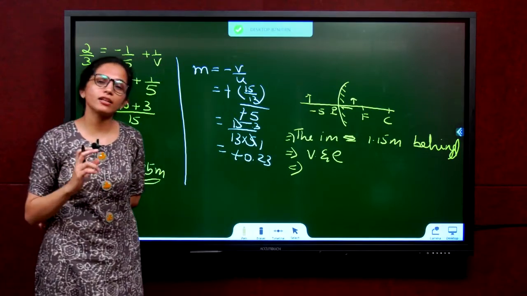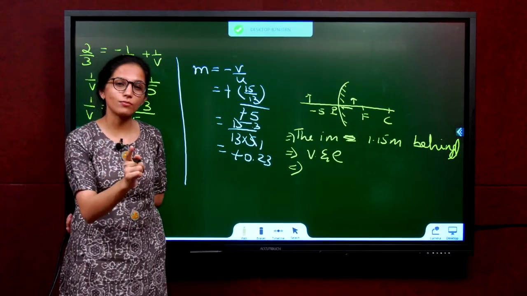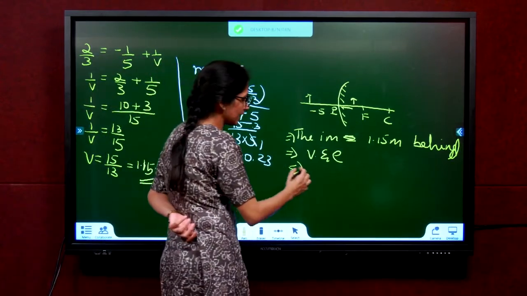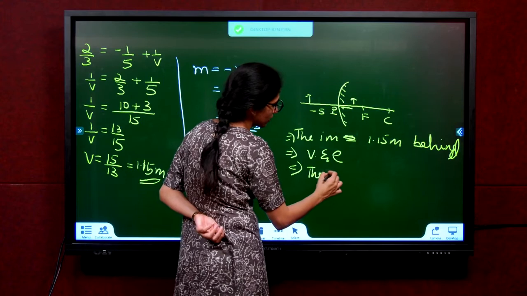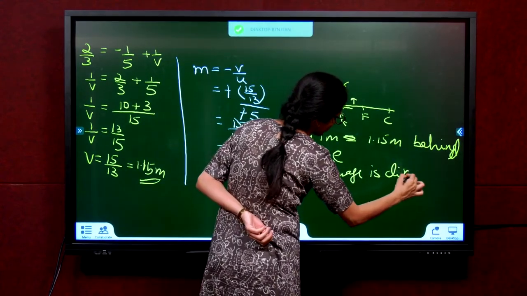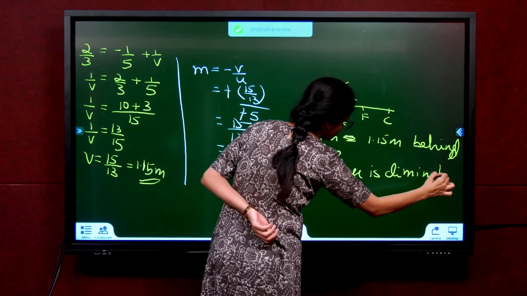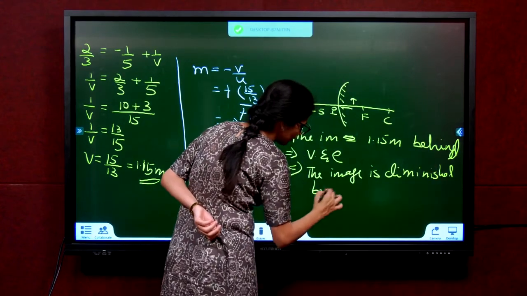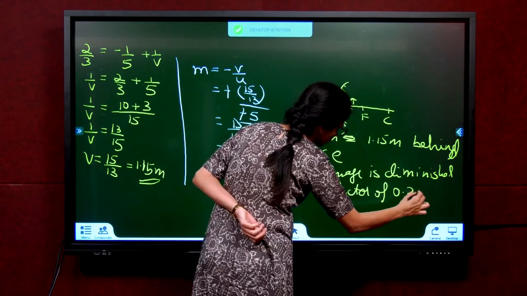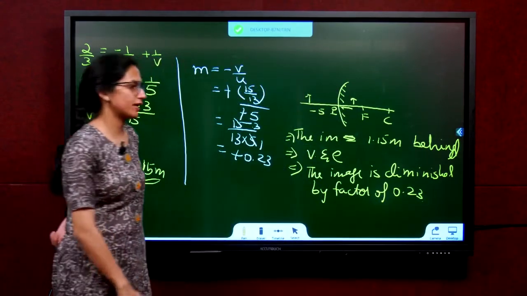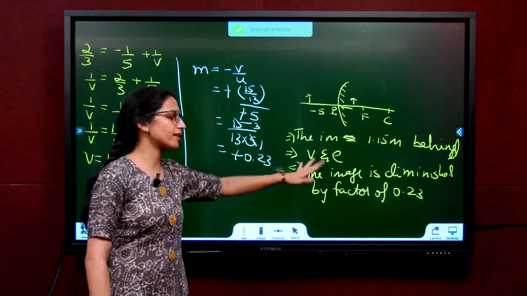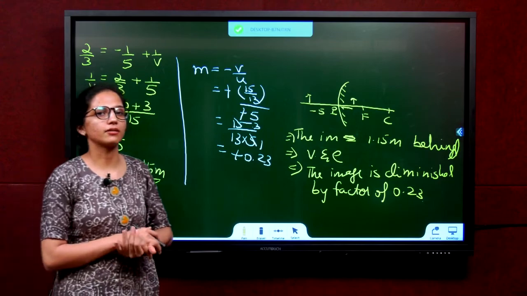Next, size. 0.23. Is it less than 1, greater than 1 or equal to 1? Less than 1. Less than 1 means diminished. So you can say the image is diminished by a factor of 0.23. So these will be your position, nature and size, and the problem is over.